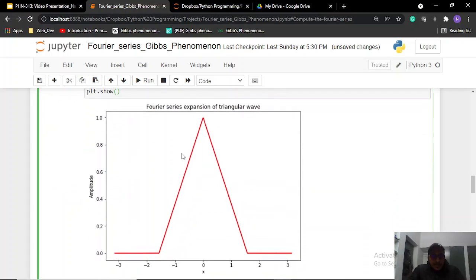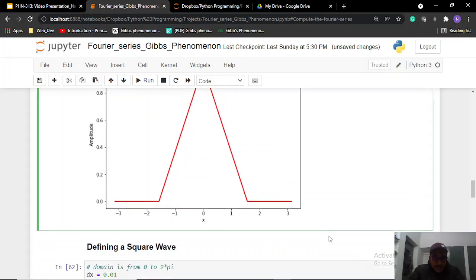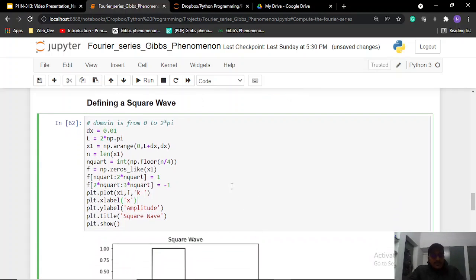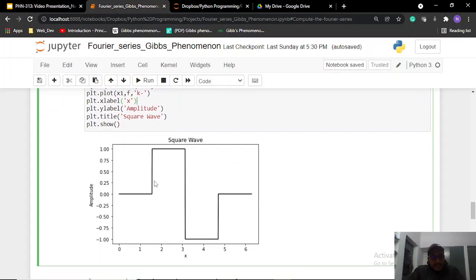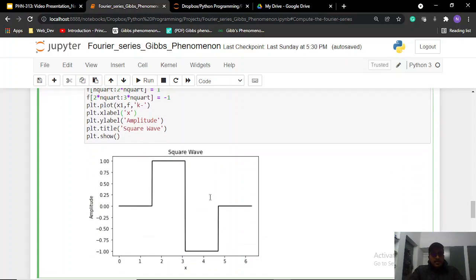The output looks like this. For k equal to 100, the Fourier series expansion is almost similar to the continuous triangular pulse. Coming to the square wave, it does have discontinuities. Here I am defining the domain from 0 to 2 pi and plotting a square wave like this. The square wave has discontinuities at certain points between 0 and 2 pi.